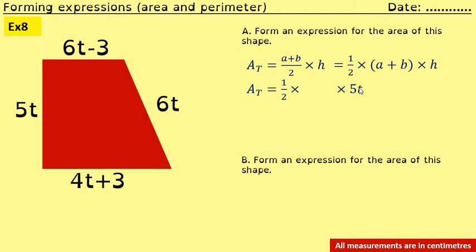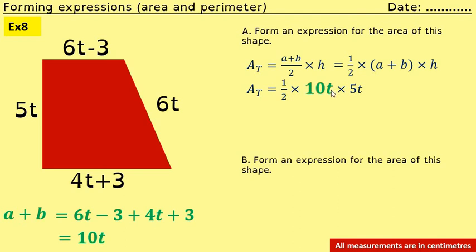And then my height is 5t, but in some separate space I'm going to work out what this a plus b part is, okay? So I'm going to work out what a plus b is and I'm going to put it in here. So I'm doing 6t minus 3 plus 4t plus 3. And when I collect like terms here, my 6t and my 4t will become 10t, and my negative 3 and my positive 3 will actually cancel each other out. So a plus b is equal to 10t.